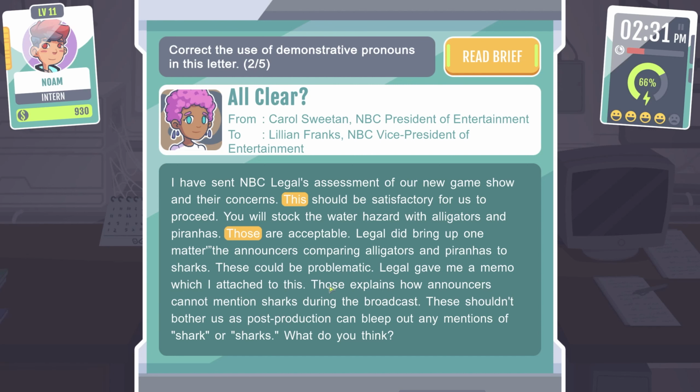Those explains? That can't be right. Really? Those explains how announcers cannot mention sharks? Legal gave me a memo, which I attached to this. Those explains how announcers cannot mention sharks during the broadcast? These shouldn't bother us, as post-production can bleep out any mentions of shark or sharks. What do you think? I think I'm confused here.